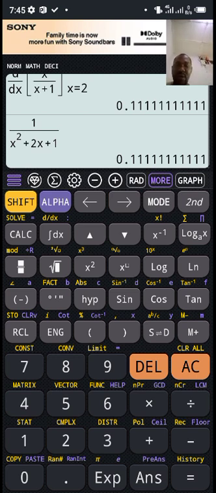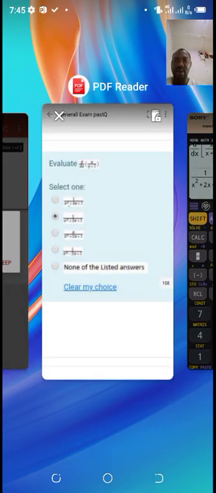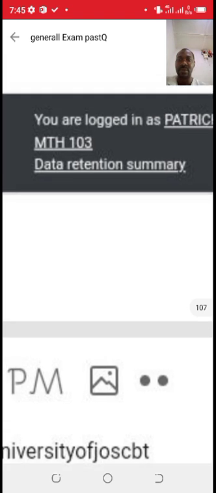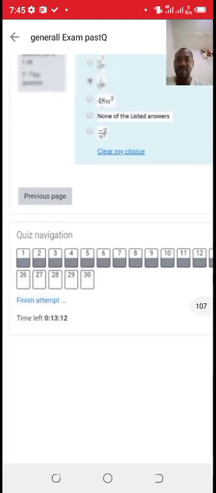So we go back to our question. Which of the options is 1 over x squared plus 2x plus 1? So go back to our options. We can see that the answer is B. With our calculator, we get the answer very fast. Okay. So we'll move to the next question.